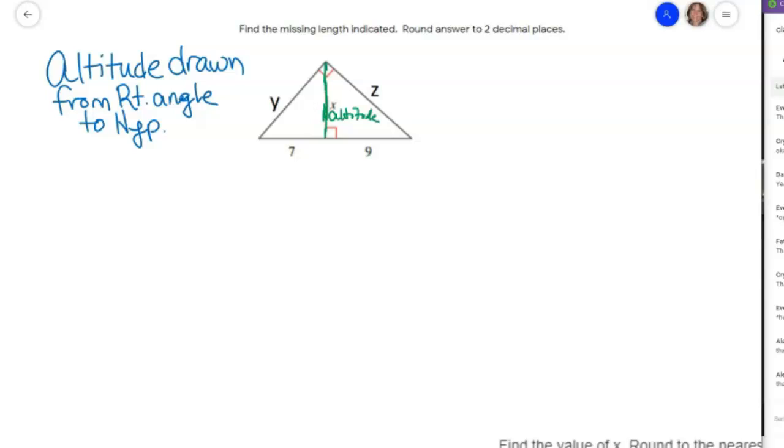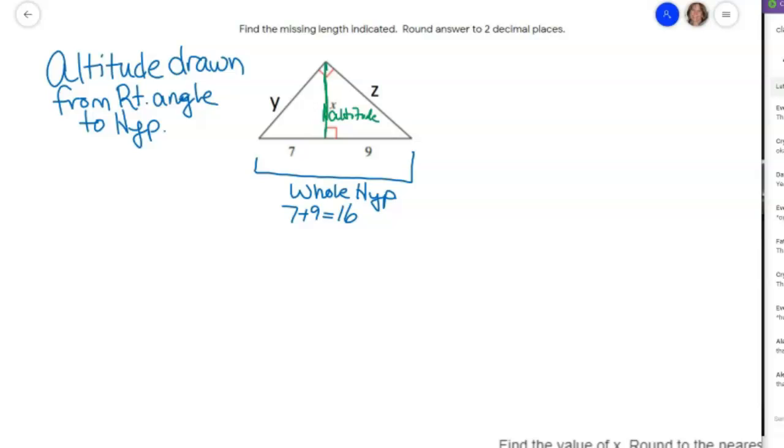We have an altitude drawn, and it is being drawn to my whole hypotenuse. Now, if I wanted to find the measurement of my whole hypotenuse, I just need to add the two parts together, which is 7 plus 9, which equals 16. All right, so that's what we've got so far.